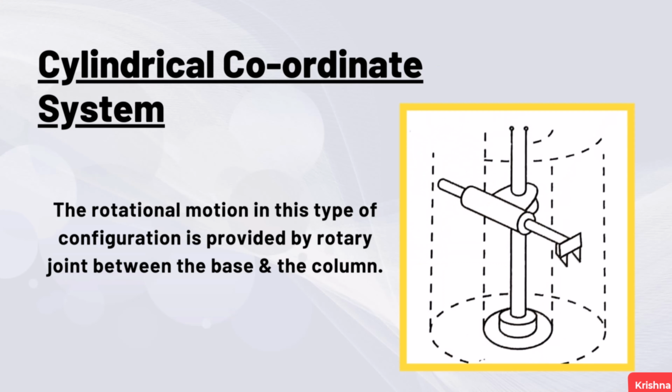Second, we have cylindrical configuration. Here, there is 1 rotary and 2 linear motions of the robot. The rotational motion in this type of configuration is provided by the rotary joint between the base and the column. The vertical movement is provided by the linear joint between the column and the horizontal arm. Now, the horizontal motion is because of the sliding joint in the arm. The motion envelope of the end point is cylindrical.